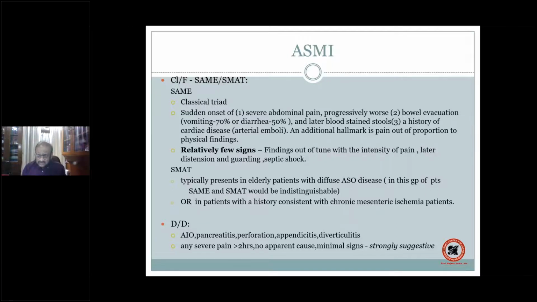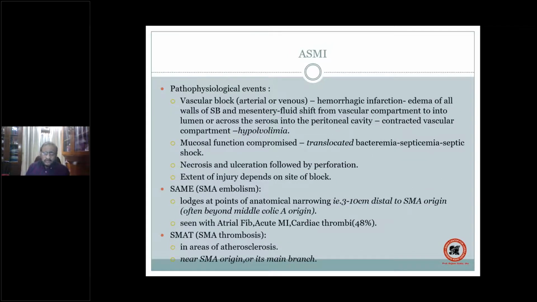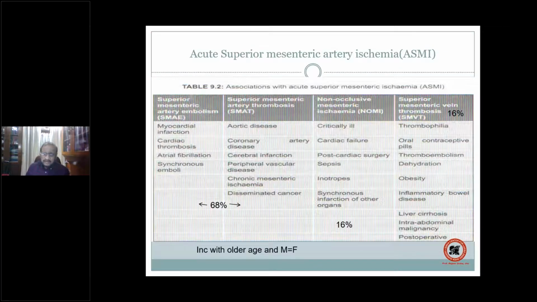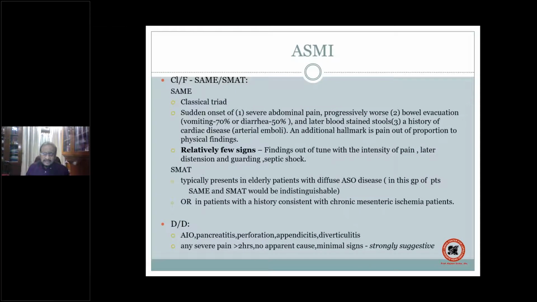The differential diagnosis is from any other acute abdominal condition: pancreatitis, acute intestinal obstruction, perforation, and so forth. But what is characteristic, as we said earlier, is any severe pain of more than 2 hours duration with no apparent cause and minimal signs, which strongly suggests it. So now we know why these two things are important, the embolization and the thrombosis.